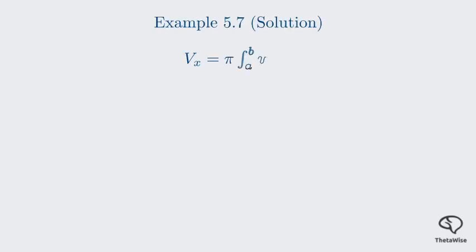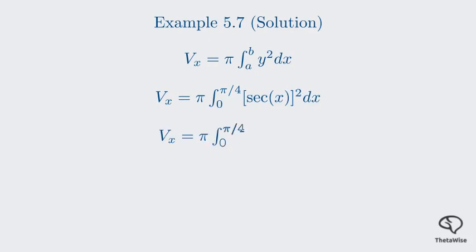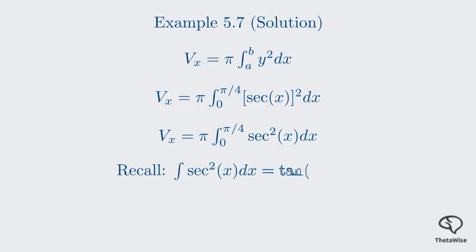Let's solve example 5. We have pi times the integral from 0 to pi over 4 of secant squared x dx. Fortunately, secant squared x has a very straightforward integral. The integral of secant squared x is simply tangent of x. This is one of those basic derivatives you should have memorized. The derivative of tangent x is secant squared x. So our volume becomes pi times the expression tangent of x, evaluated from 0 to pi over 4.